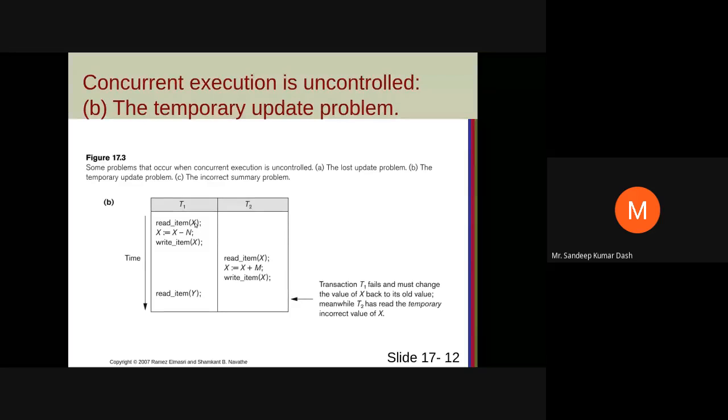So whatever deduction was there, that will be cancelled. That is called transaction failure. Due to transaction failure, this becomes cancelled. But what will happen with this?